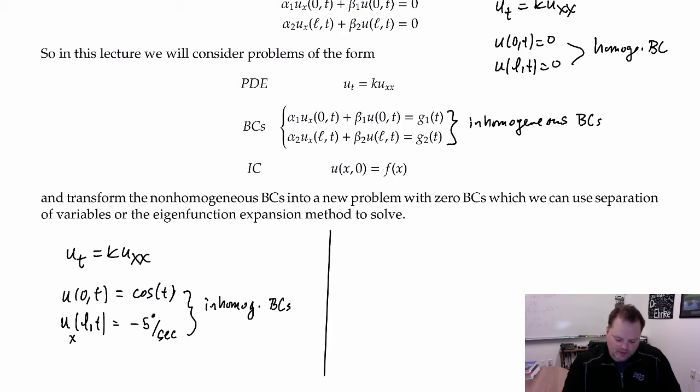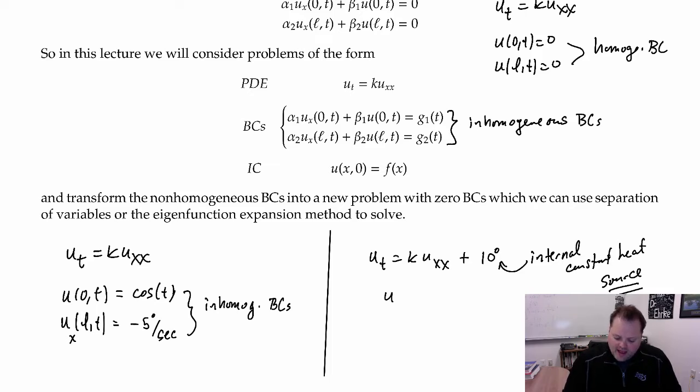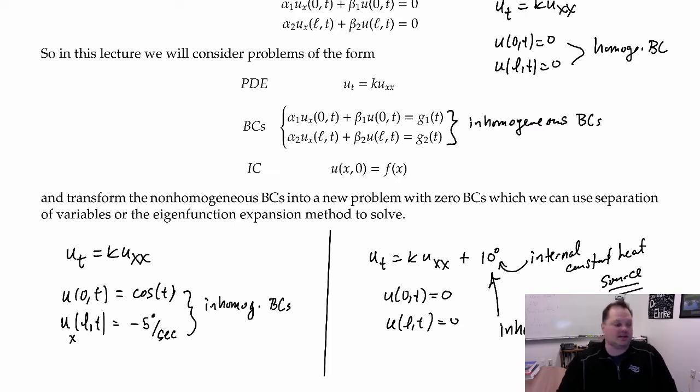Contrast that with, say, a rod where you have some sort of internal heat generation. That's maybe increasing at a rate of 10 degrees internally. So this is an internal constant heat source. It's what we call a source term. If you have that and you still have the boundary conditions that are homogeneous, then this term makes the PDE inhomogeneous. So how do you solve if you have an inhomogeneous PDE?